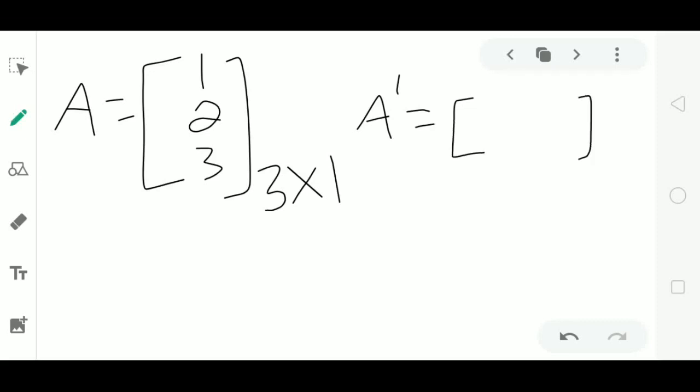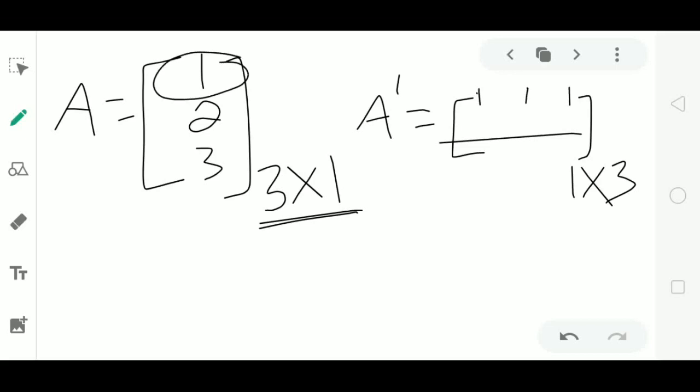Here the order of the transpose of the matrix will be reverse of order of matrix A. Matrix A has the order 3 by 1. Then A dash will have the order 1 by 3. That is only one row, 3 columns. Let us write the elements.